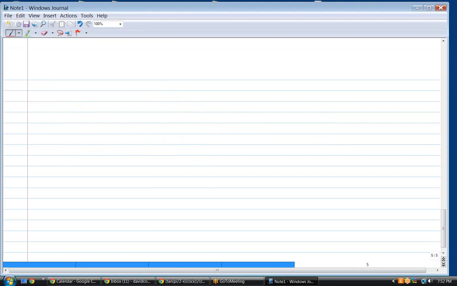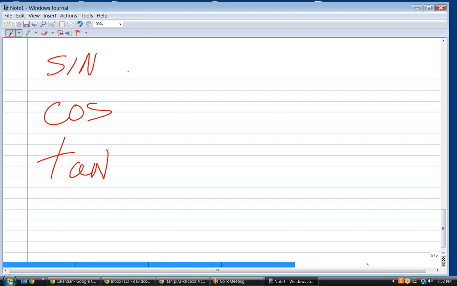Tell you what, let's review our 11 basic, most fundamental trig identities. Do you know the reciprocals? What's the reciprocal of your top three? What's the reciprocal of sine? That'll be cosecant, or 1 over sine.